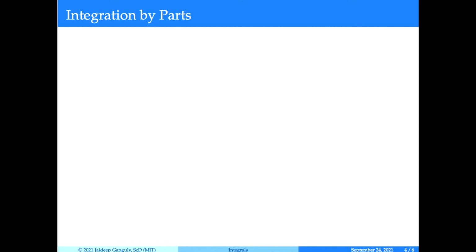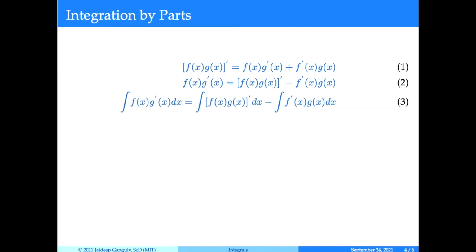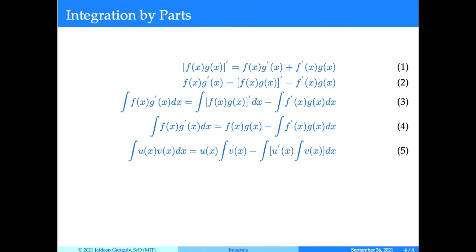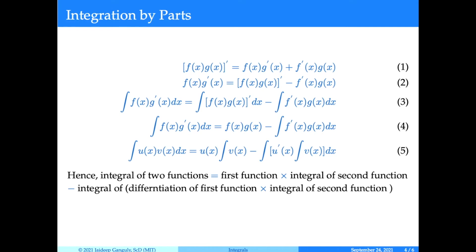Integration by parts is a very important technique. We have already established the product rule of differentiation, as shown in equation 1. Rearranging the terms and then integrating, we arrive at the integral form, as shown in equation 4. Setting f of x as u of x, and g prime of x as v of x, we arrive at equation 5. Hence, the integral of two functions is the product of the first function and the integral of the second function, minus the integral of the differentiation of the first function and the integral of the second function.